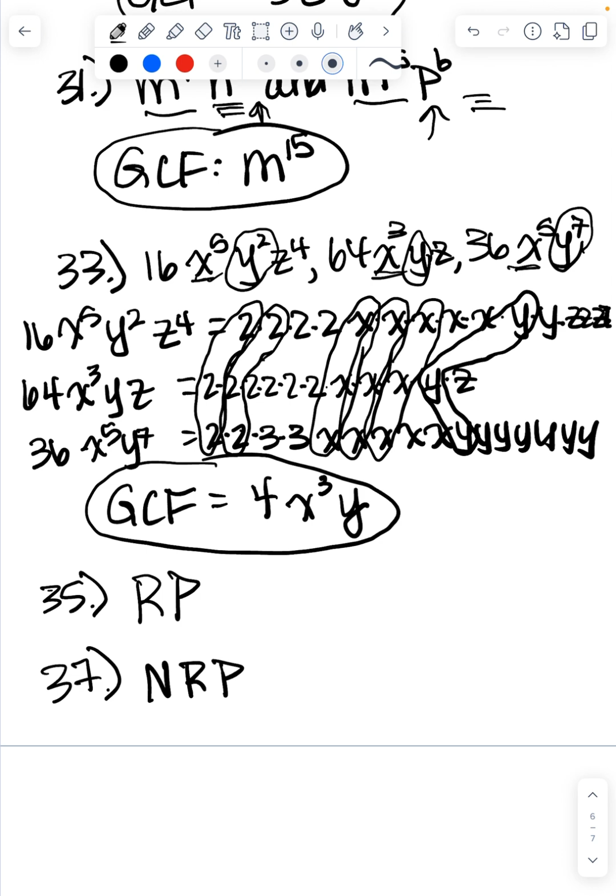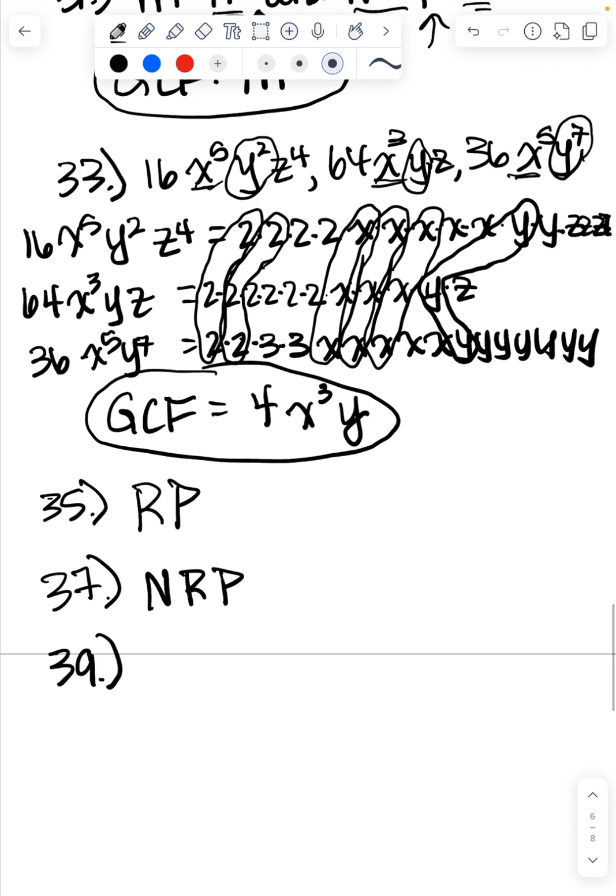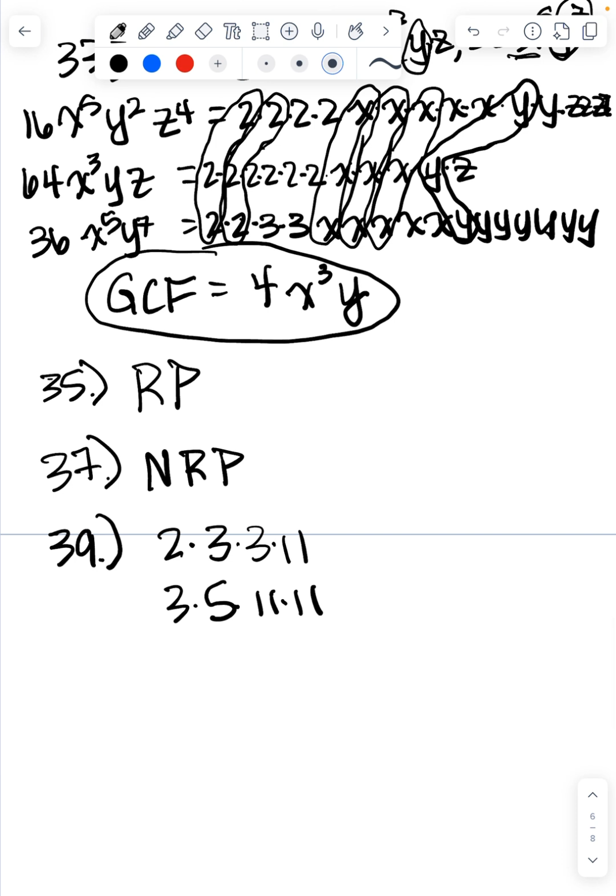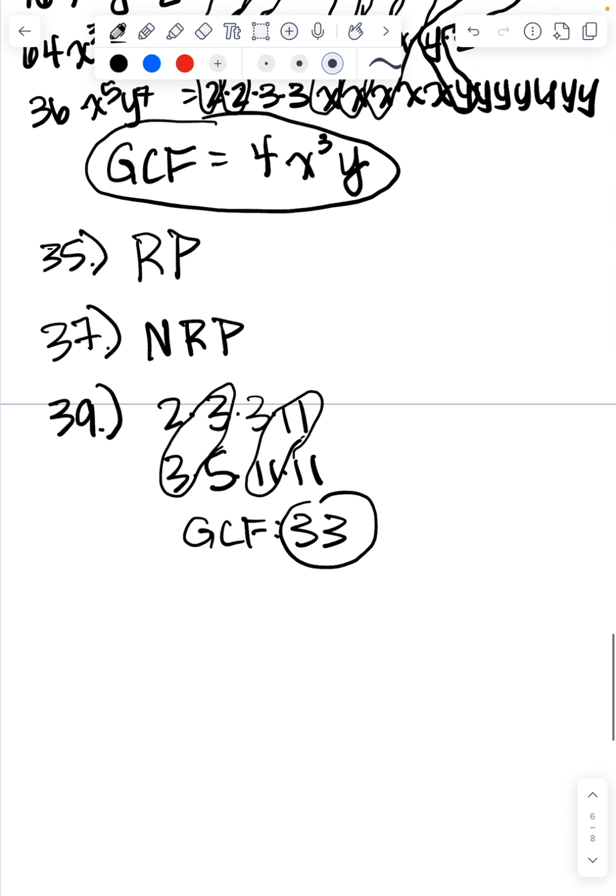Let's move on to number 39. Find the GCF of the given prime factorization. Well, that was nice. They already did it for us. So 2 times 3 times 3 times 11 and 3 times 5 times 11 times 11. I just expanded what they wrote down and put them on top of each other so that I can find the things that match up, which are 3 and 11. So my GCF here is going to end up being 33.